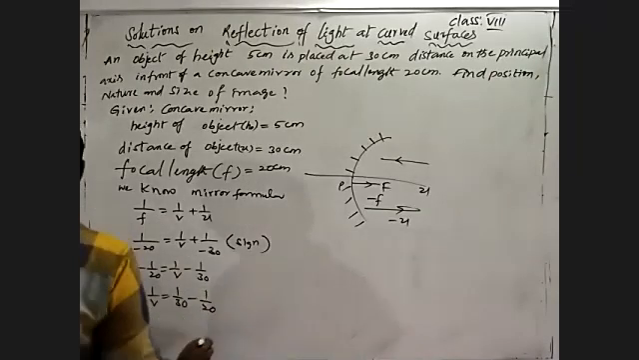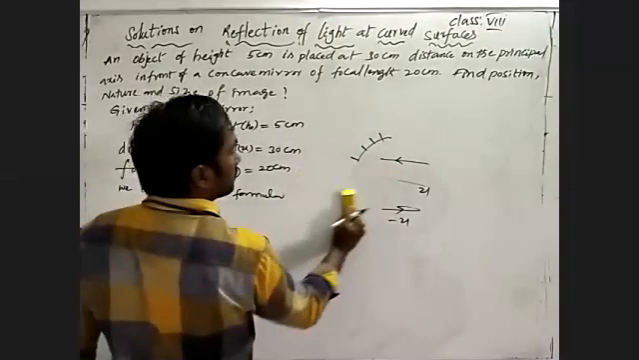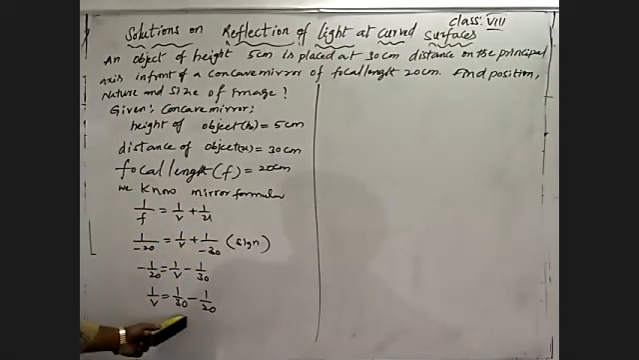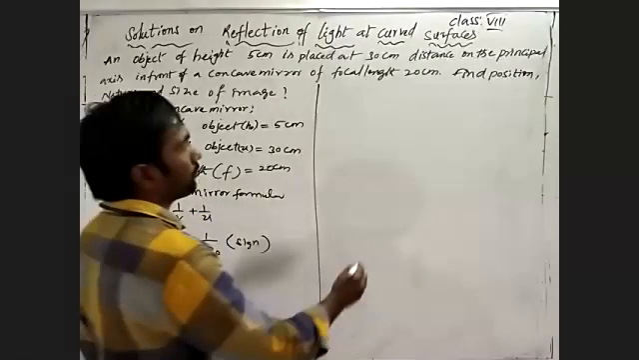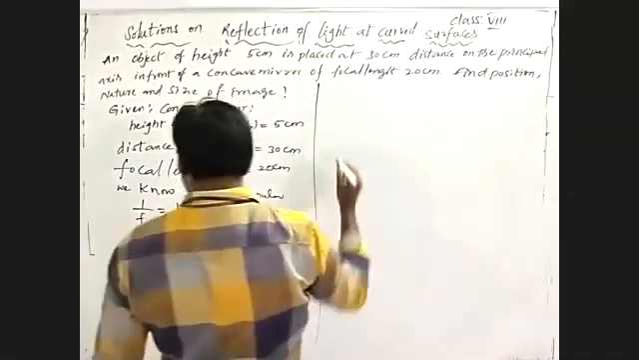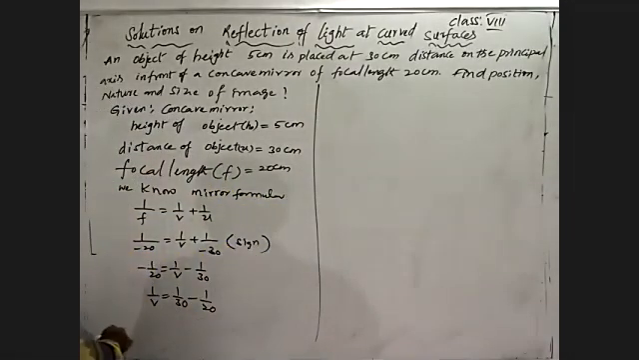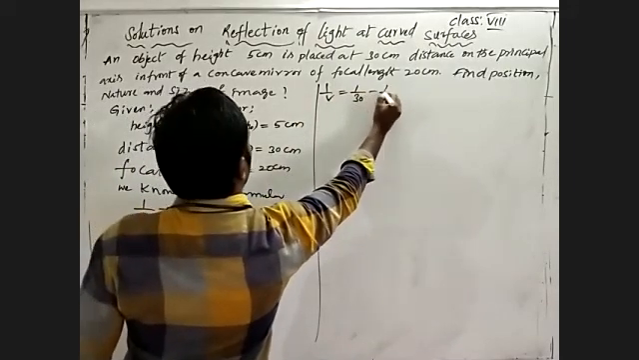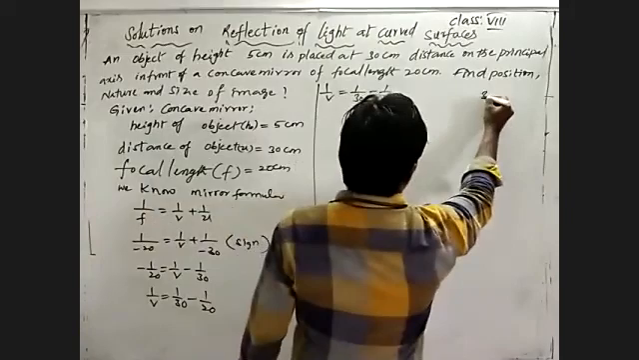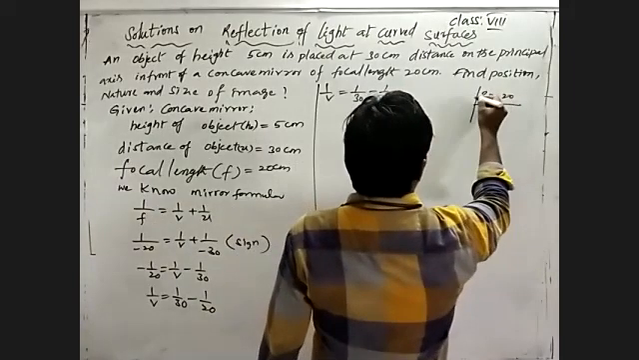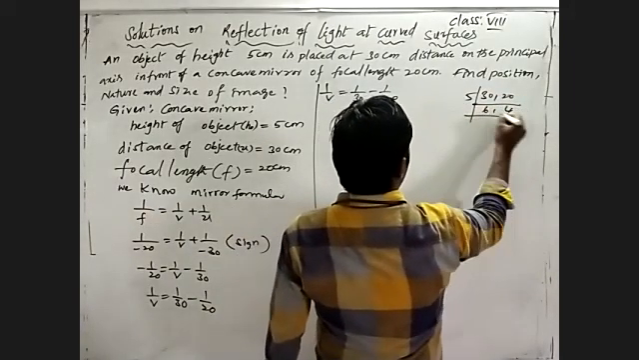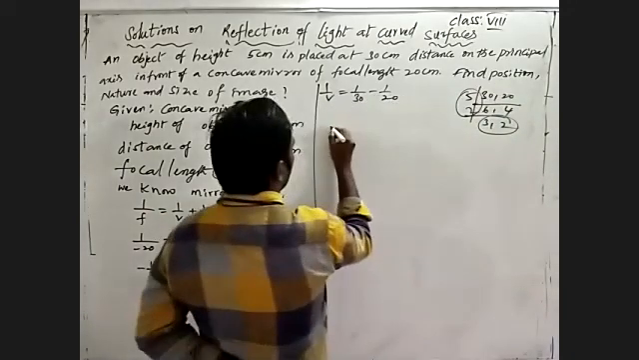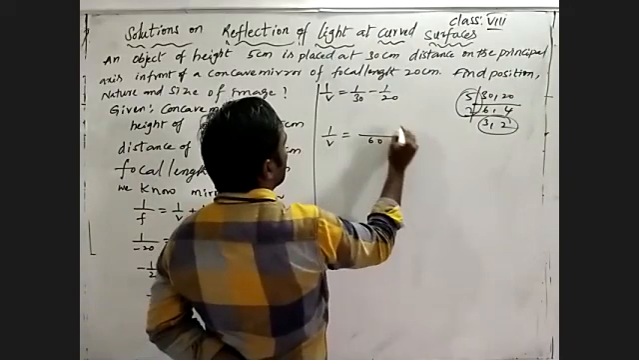Coming to that, by taking the LCM for both, 1 by v is equal to 1 by 30 minus 1 by 20. For that, the LCM is 60: 5 sixes are 30, 5 fours are 20. 1 by v is equal to, 60 is the LCM.